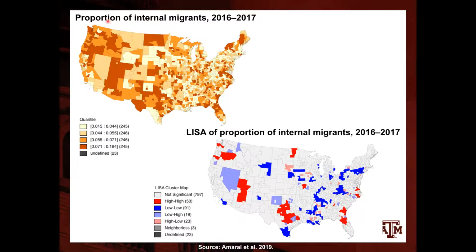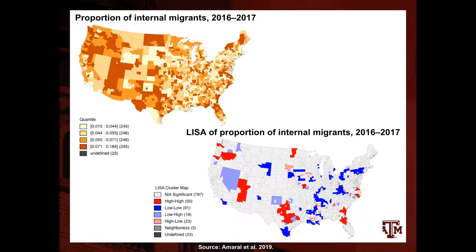This map here shows the proportion of internal migrants using the 2017 American Community Survey. So these are people who moved from 2016 to 2017. And here we have the proportion of internal migrants in each one of those 1,005 MIG Pumas, like those areas that I mentioned before. And the darker ones have more internal migrants. For example, this darkest one here has between 7.1% and 18.4% of internal migrants living in those specific areas.